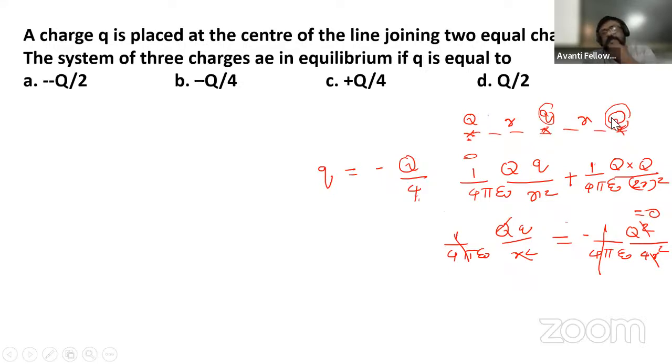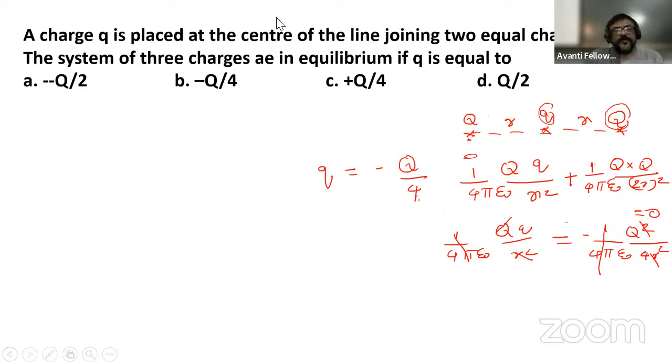Again, we can check it with this charge also. If you substitute this as negative Q by 4 and find the total force on this capital Q, again definitely it will be equal to 0. There will not be any change. You can check it if you want. So what is our answer? We have 4 options: negative Q by 2, negative Q by 4, positive Q by 4, and positive Q by 2. Which is the answer? We already got it. This value of small q should be negative Q by 4 for the system to be in equilibrium. So we must know about equilibrium, and then we must know Coulomb's law. Then we can easily solve this problem.